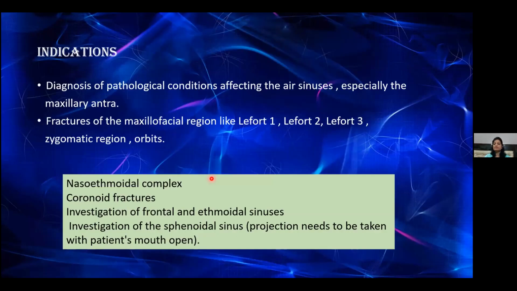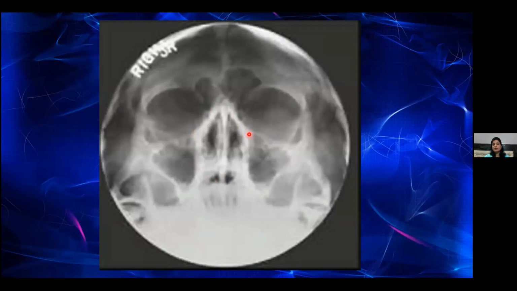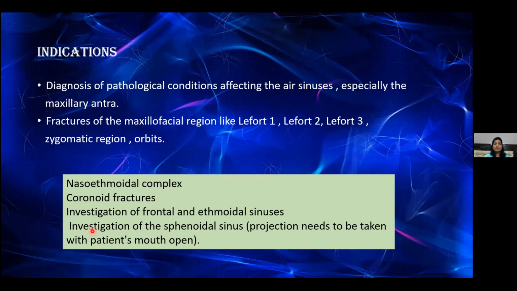Indications. Very easy. You have to remember two things, Le Fort and sinus. Two words for Waters view. So diagnosis of pathological conditions affecting air sinuses, especially the maxillary antrum or maxillary sinus. Le Fort 1, 2, 3 fractures, zygomatic fractures or orbital fractures. Okay. Then nasoethmoidal complex. This area you can see here. See this nasal area. So nasoethmoidal complex area. Investigations of frontal and ethmoidal sinuses. Sinuses, every sinus will come. Frontal, ethmoidal, maxillary, sphenoidal. For sphenoidal sinuses we need to have an open mouth position. And coronoids.